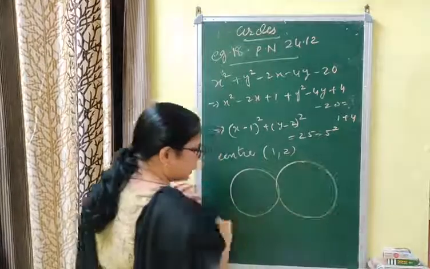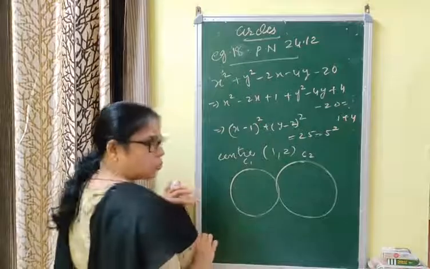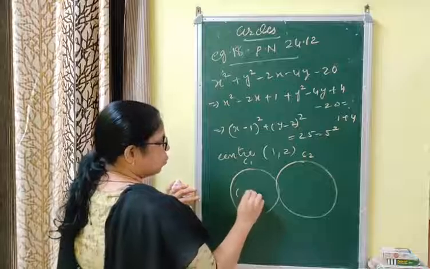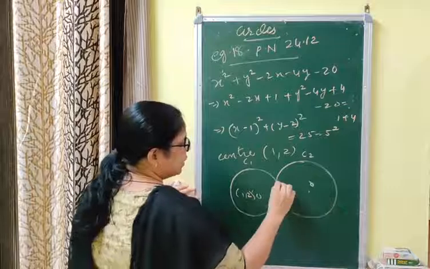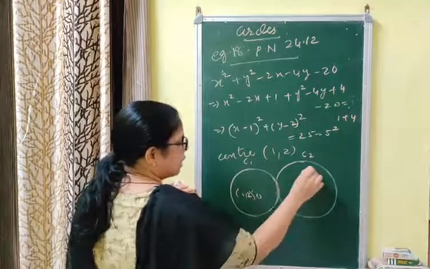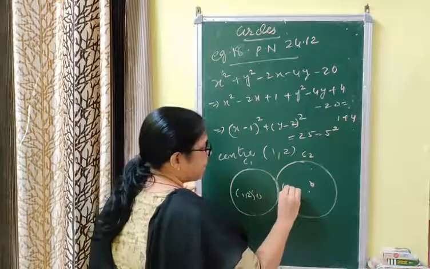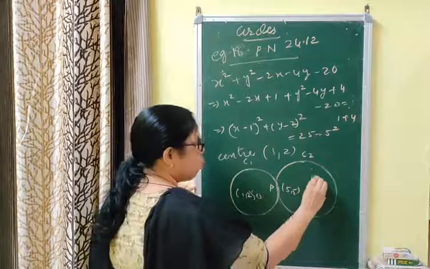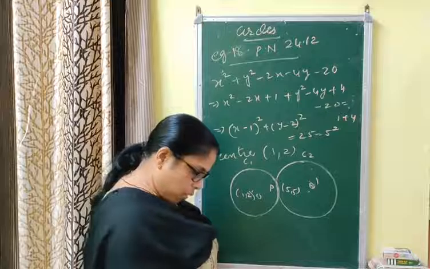That means you have to draw a figure. Let C1 be the given circle and C2 be the circle whose equation is to be found out. The center of the given circle is (1, 2). This is O, this is O dash, and you are given that the required circle touches this circle at the point (5, 5). We call it point P. Now you have to find O dash.